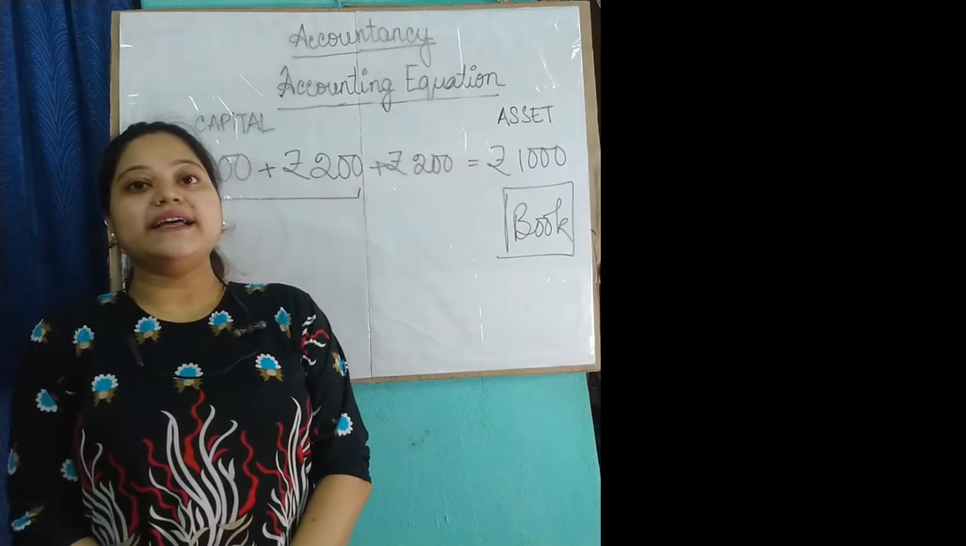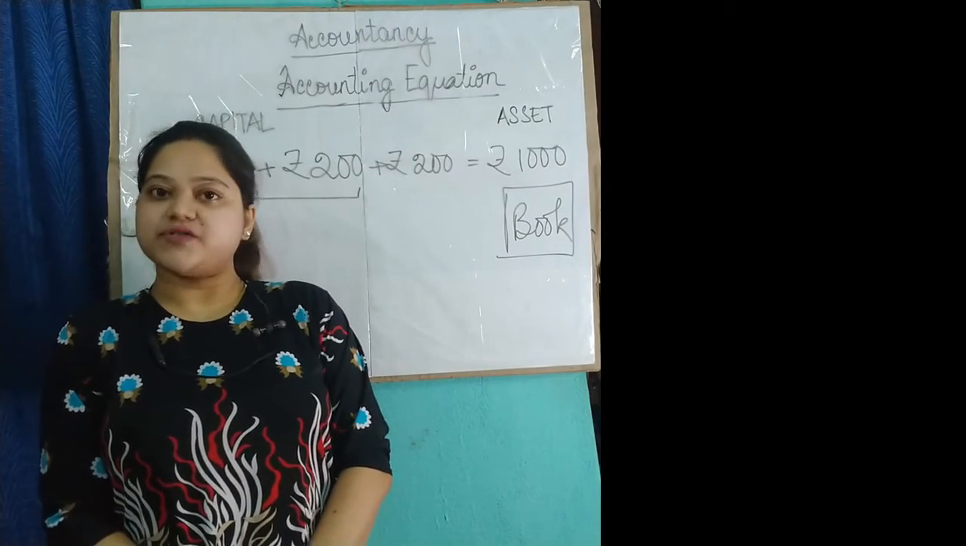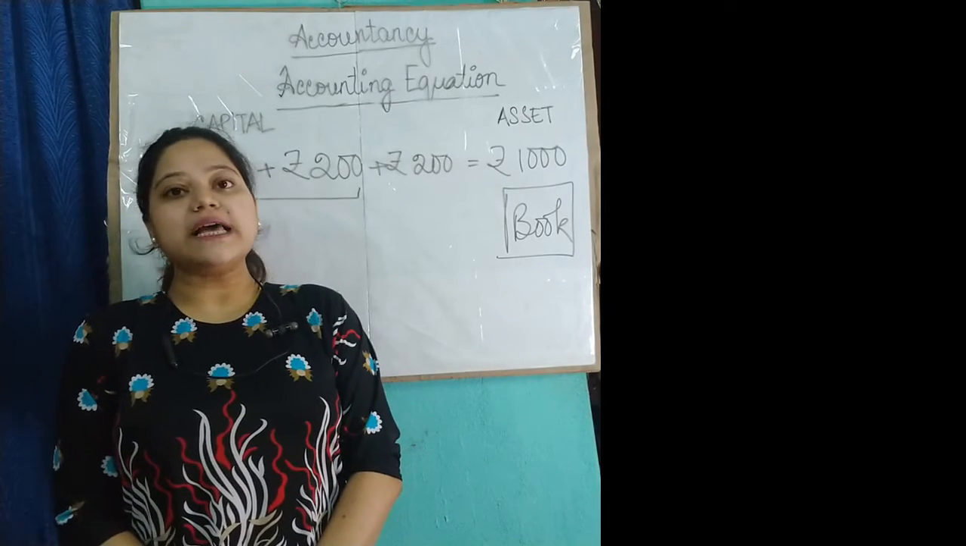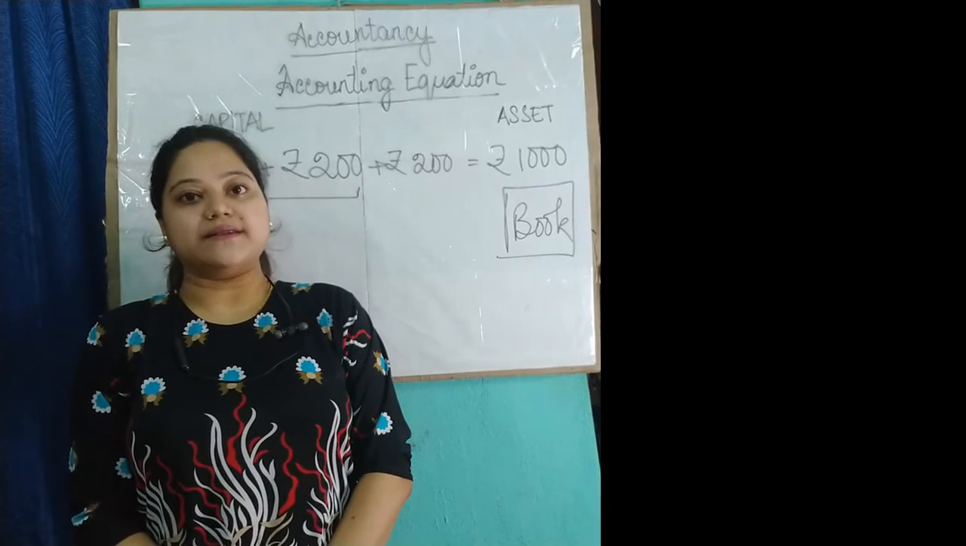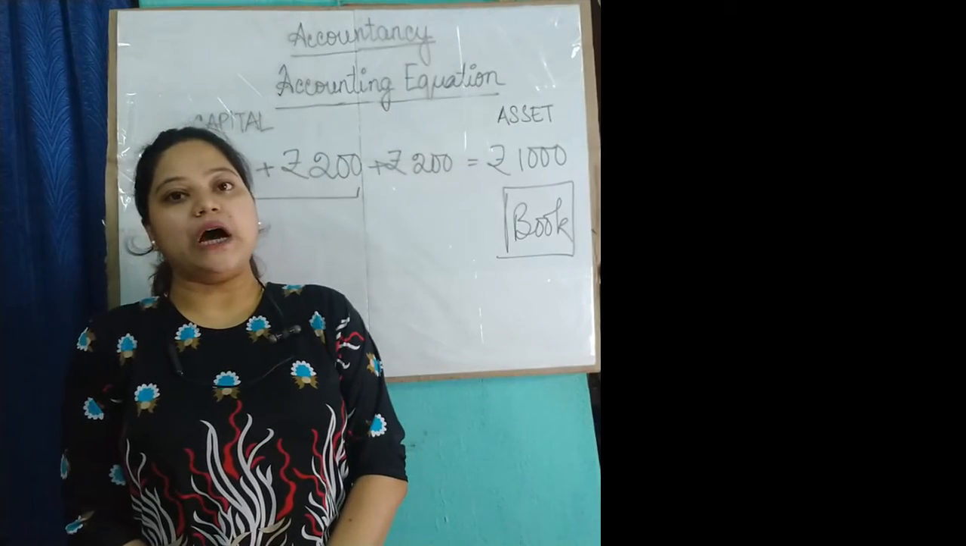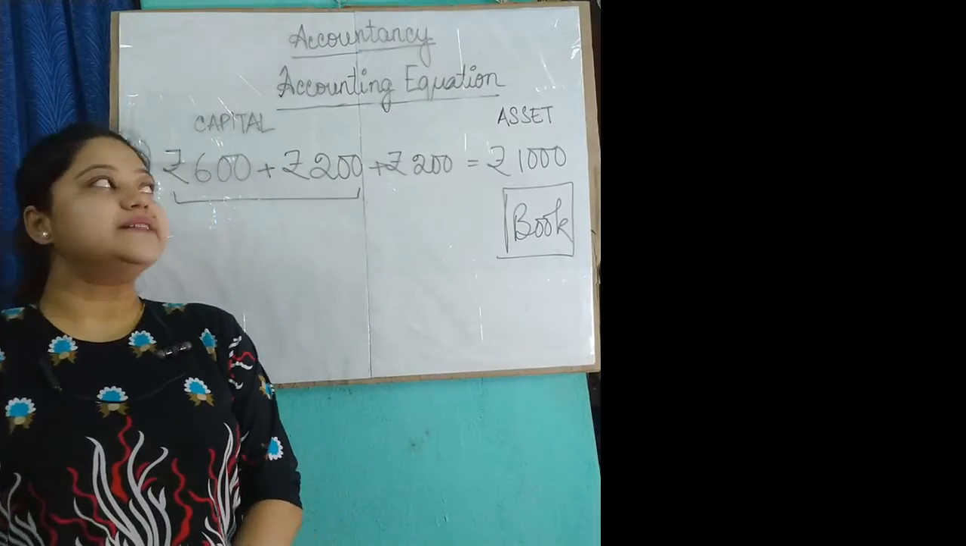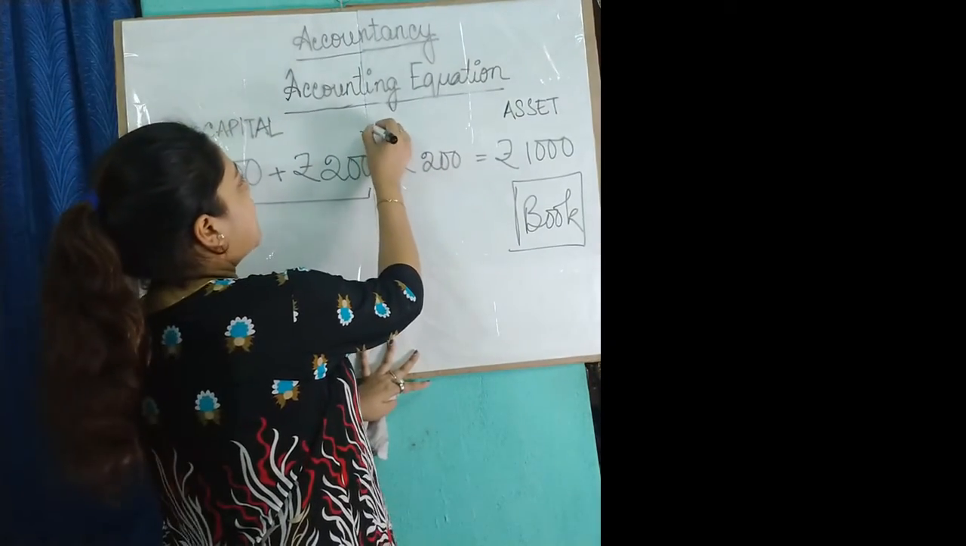Another rupees 200 that you borrowed from your friend is something which you need to repay him after a certain period of time. So that is the amount which you borrowed from the outsiders. Any amount of money which the firm borrows from the outsiders and needs to repay them back is called the liability. So this becomes your liability.